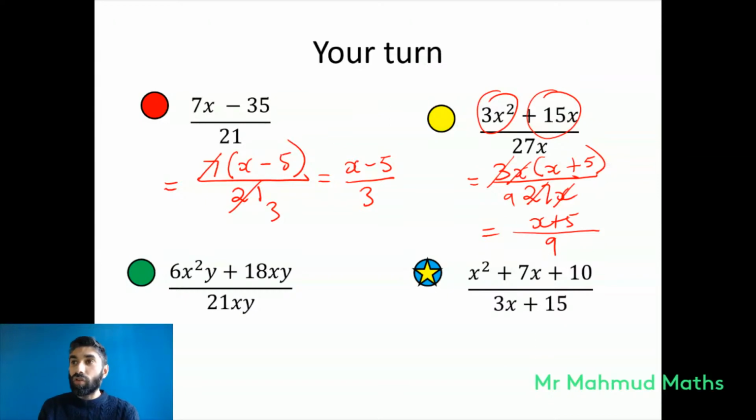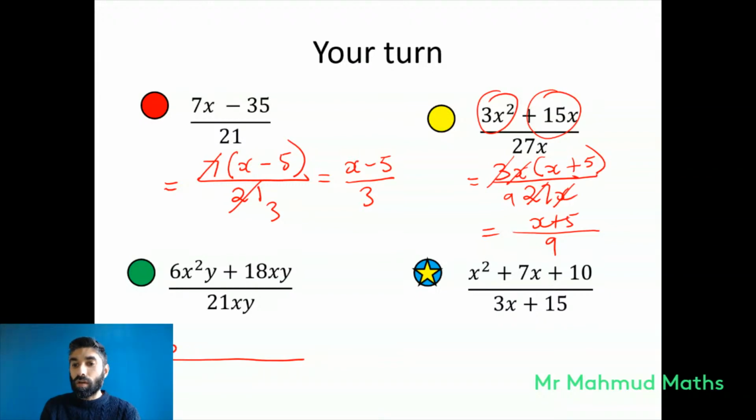Okay, now let's do the green one. So the green one is 6 and 18. Highest common factor is... What's the highest common factor? 6 and 18. Come on, guys. Let me know. 6. Yes, well done, Josh.